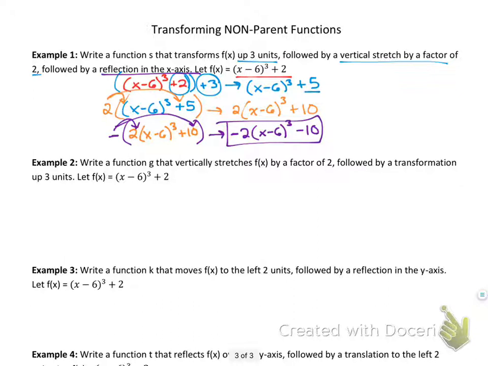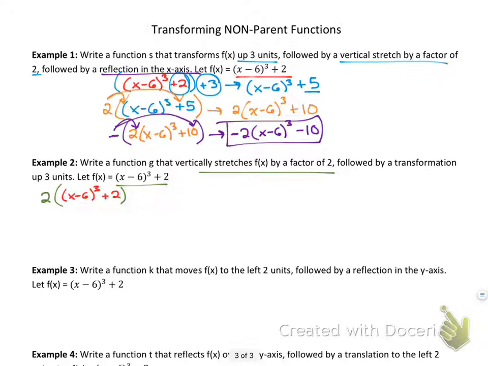All right, let's do another one. We've got 6 of them, so I'll try to talk fast. So first, we have this function here, and it vertically stretches by a factor of 2. Because it is vertical, it's going to go outside, which means we need to write the equation first. So (x minus 6) cubed plus 2. The vertical stretch does go on the outside. The vertical stretches by a factor of 2, so on the outside of everything we're going to put a 2.